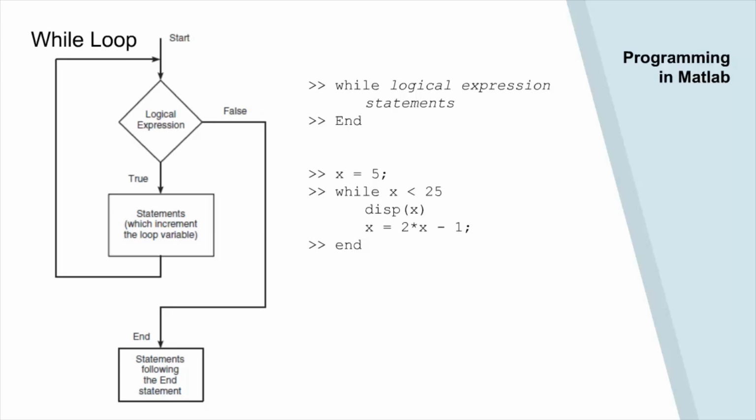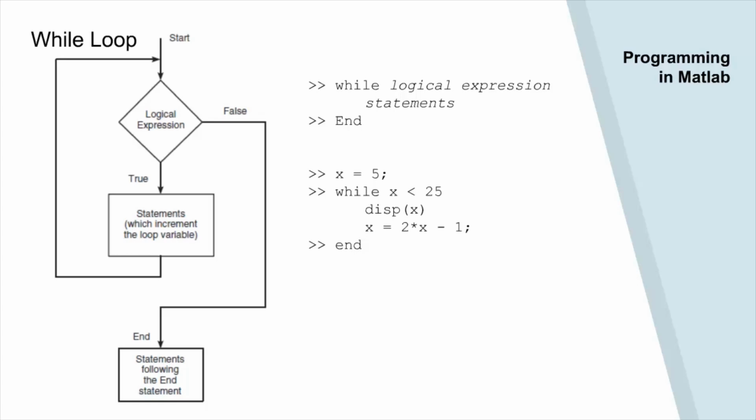So we have x equal to 5, then we have a while with the condition of x less than 25. Inside this we have two statements. The first statement is display x, where we display the value of x, and then we update the value of x as 2x minus 1, followed by the end keyword. So the result displayed by the display statements is 5, 9 and 17.